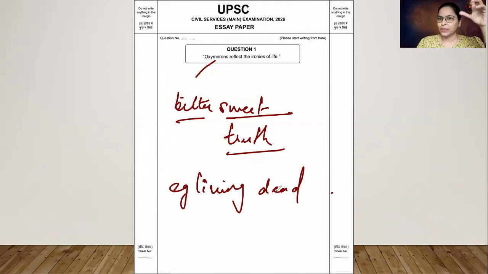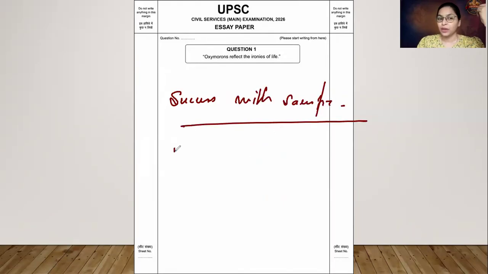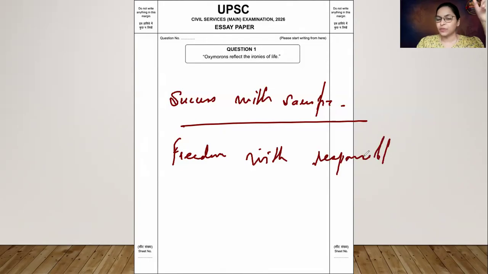Okay, so you are saying that a person is living, at the same time he is dead. So it's a contradiction. Now if you convert it into phrases, you can convert it into something like success with sacrifice. So you are successful, but then there are so many sacrifices. You can mention freedom with responsibility. So you are free, but still you are responsible. So these are the literal interpretations of oxymoron.